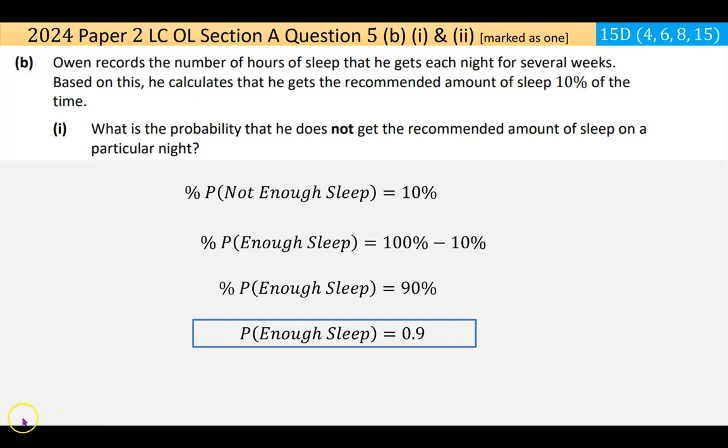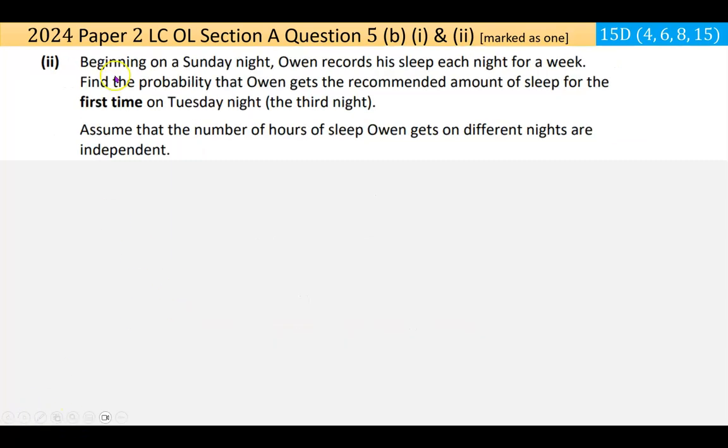Now, the next part is a little bit trickier in a sense. These are marked together. So it says, beginning on a Sunday night, Owen records his sleep each night for a week. Find the probability that Owen gets the recommended amount of sleep for the first time on the third night. Now, they're saying Tuesday night, but it doesn't really matter. It's the third night. We assume that the number of hours of sleep Owen gets on different nights are independent. So that's not necessarily that important.